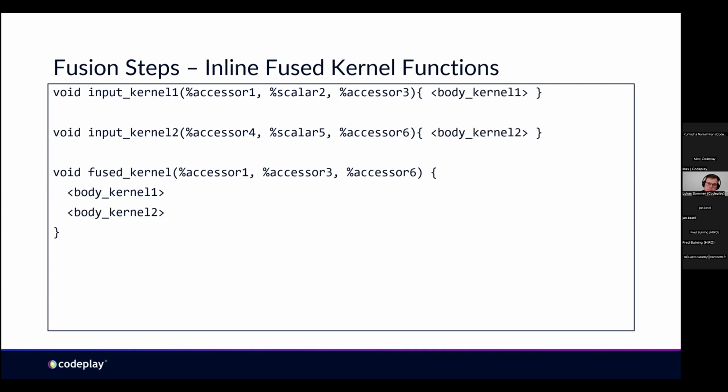What we do in the next step, we basically inline the fused kernel functions, because calls on GPUs are usually rather expensive. So instead of calling the two input kernels, we just take the body of the input kernel and put it here. We do the same with the body of the second kernel. So you basically have one body now for your fused kernel.